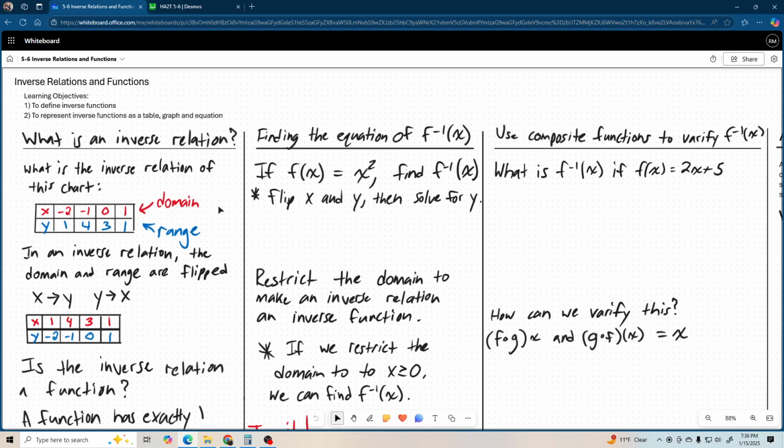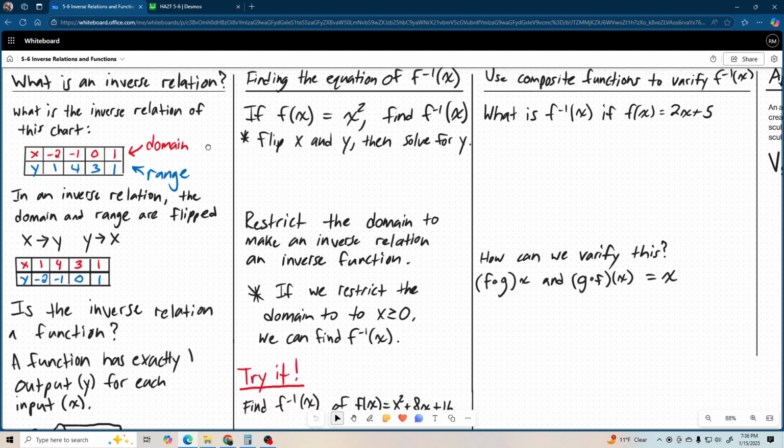Alright, so what is an inverse relation? In order to know what an inverse function is, we have to know what an inverse relation is. So what is an inverse relation?